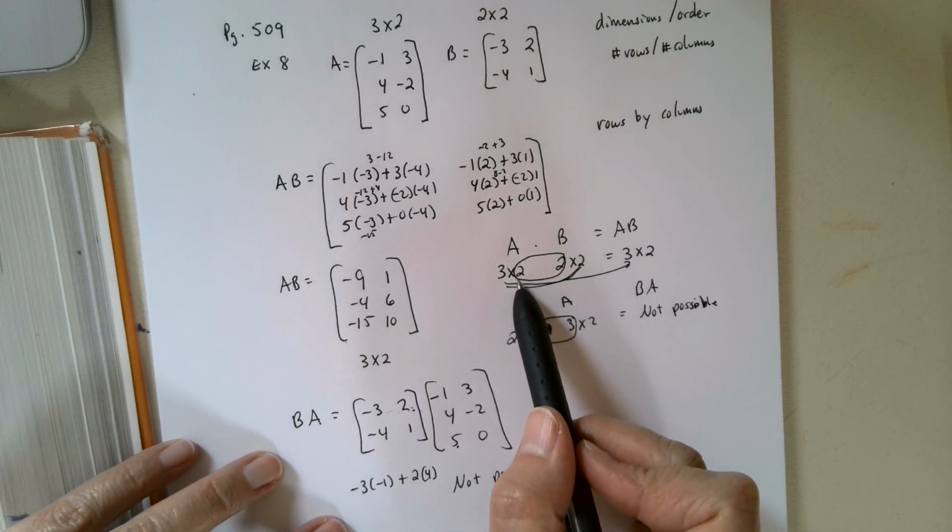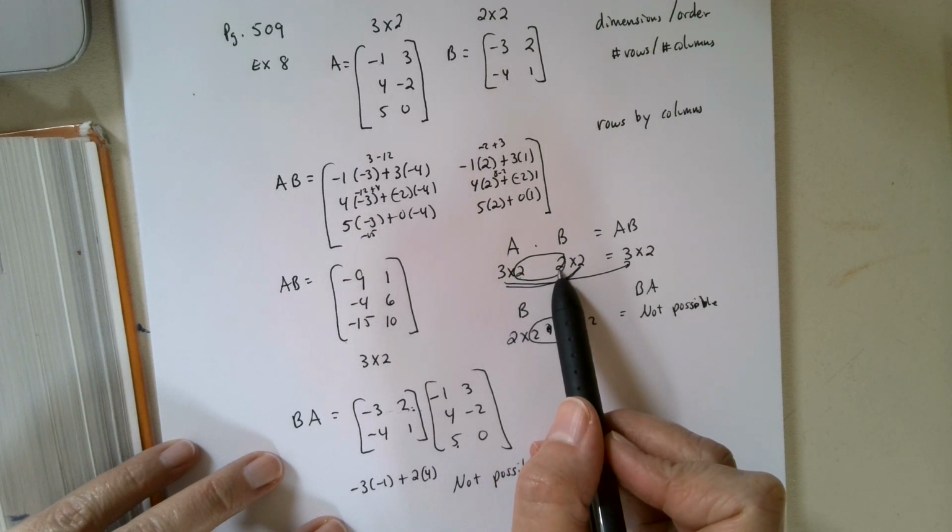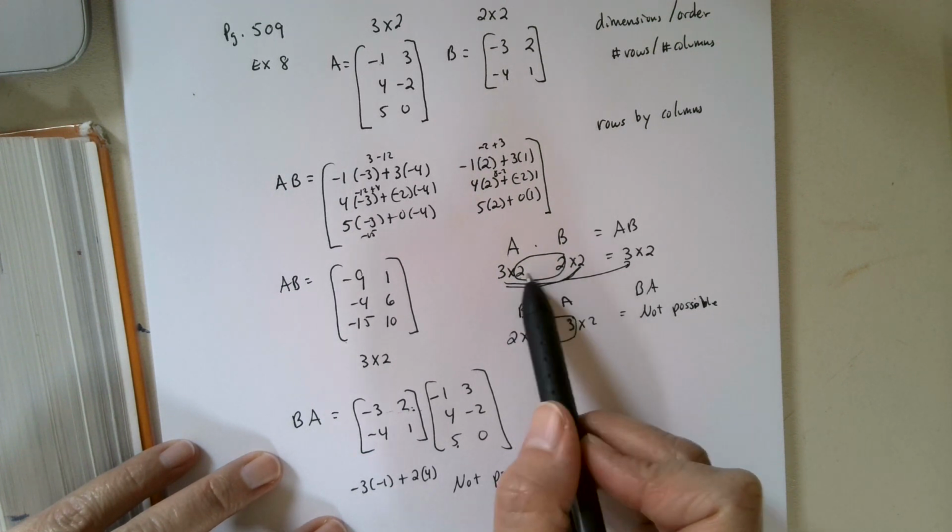The number of columns of your first matrix has to match the number of rows of your second matrix for you to be able to multiply them together.